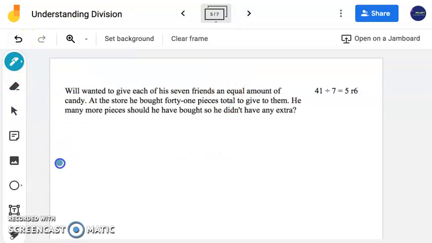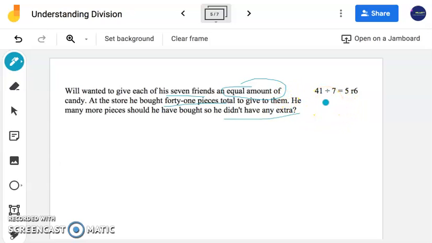In this problem here, it says Will wanted to give each of his 7 friends an equal amount of candy. At the store, he bought 41 pieces total to give them. He needed more pieces. How many more pieces should he have bought so he didn't have any extra? So again, this is very, very similar to that previous problem. However, this time we have 41 pieces.